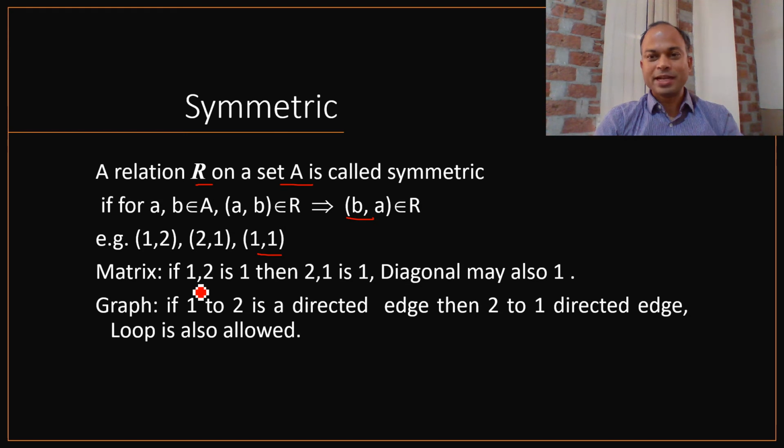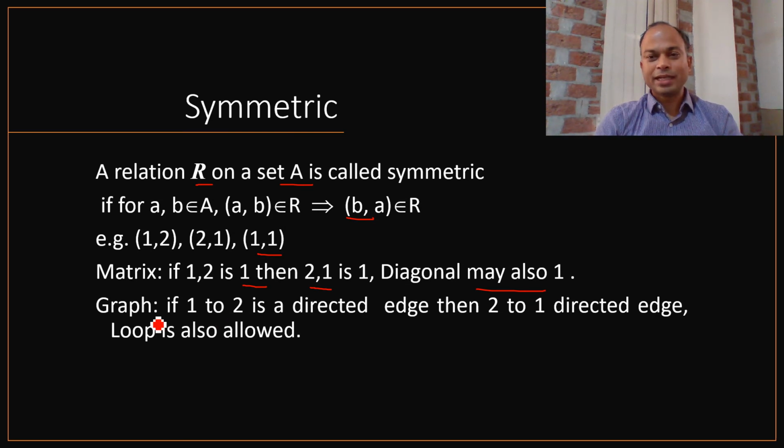If we talk about the matrix, if we have the 1 to 2 relation, I mean first row, second column is 1, then second row, first column should also be 1. In this way, we can represent the matrix. If we have a 1, 1 kind of relation here, then the diagonal element should also be 1. In this way, we can draw the matrix for this particular relation.